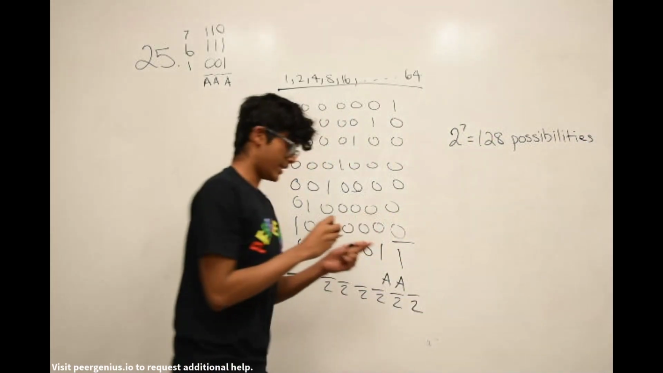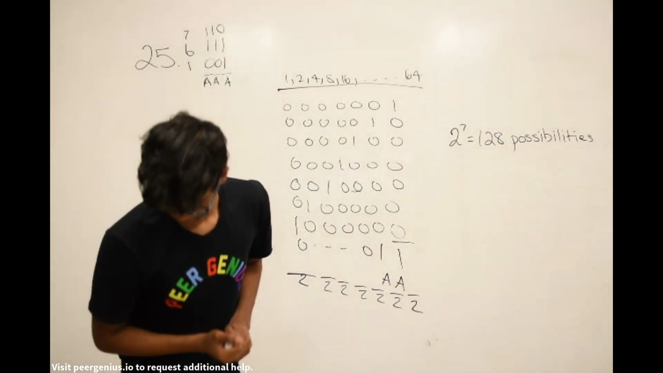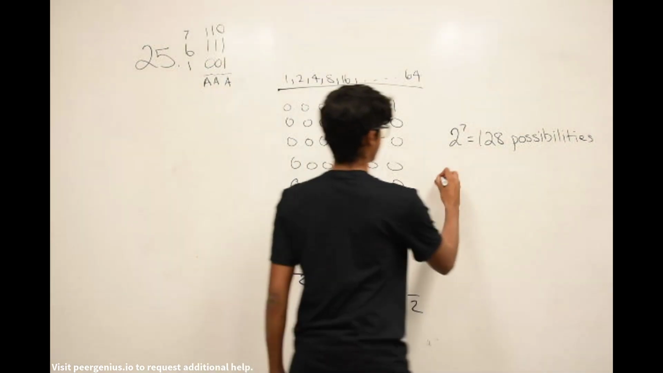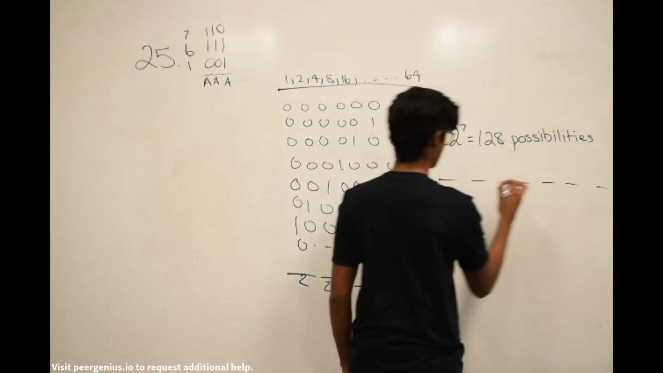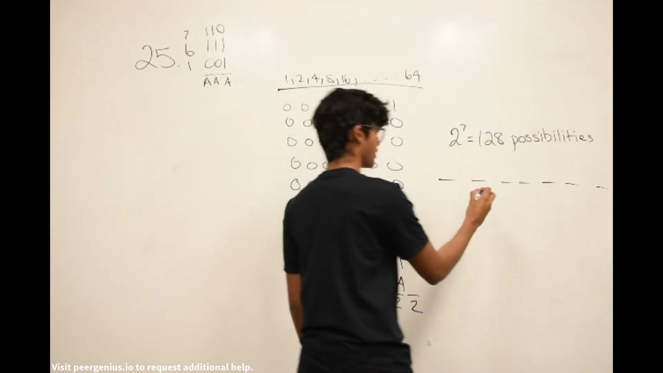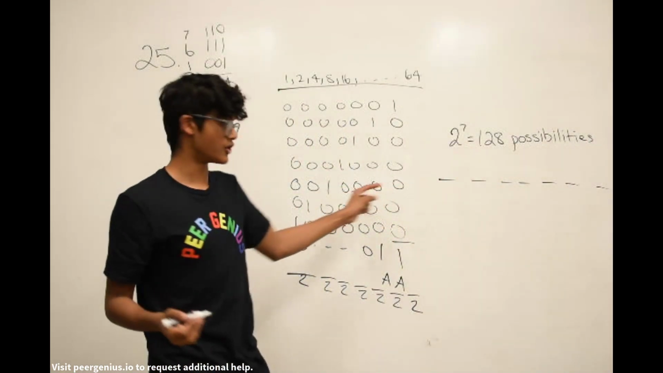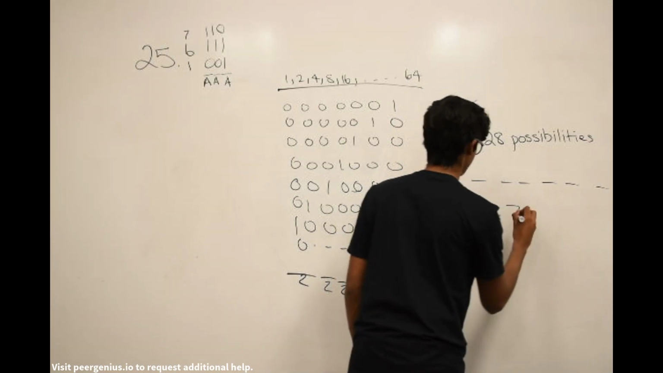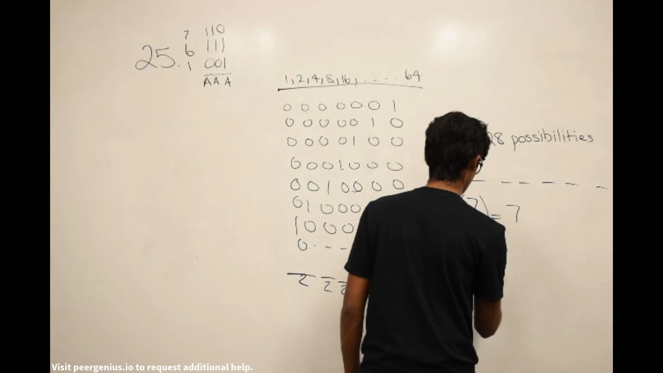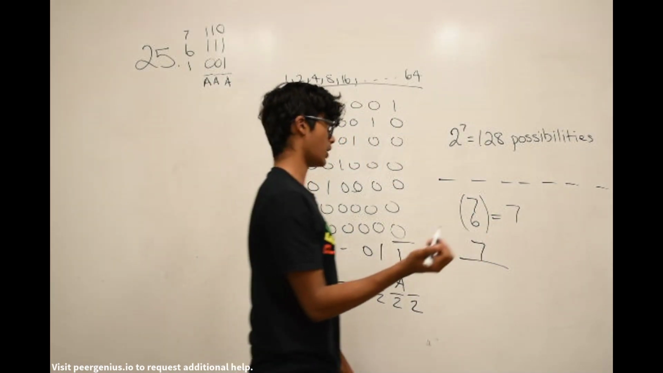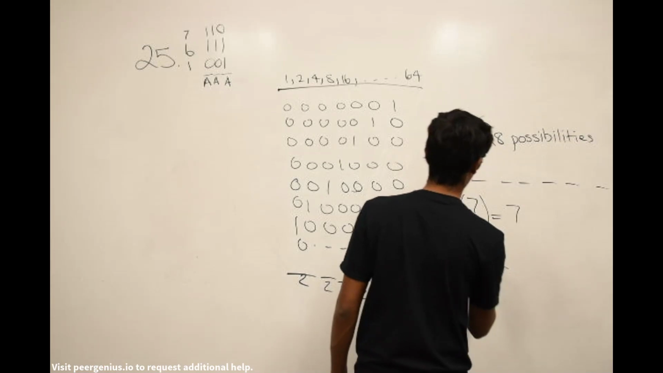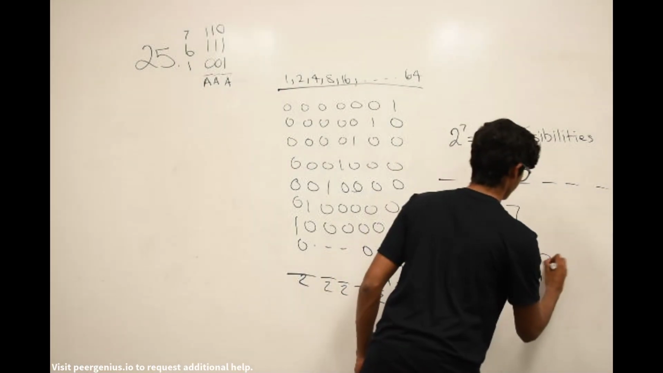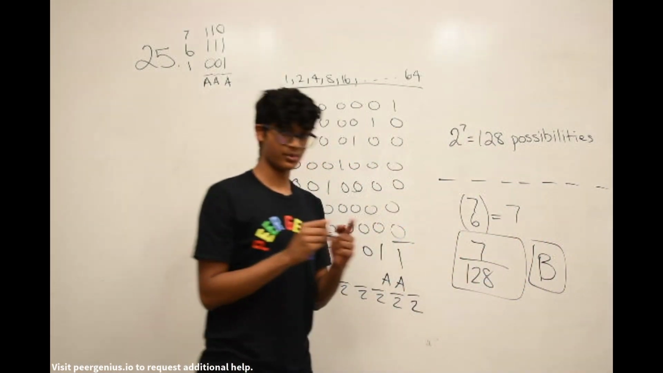Now you want 6 A's to be present. So what's the probability that Bob writes 6 A's? Out of these 7 spots, you're choosing which 6 will have A's. So it's just 7 choose 6, which is 7. The probability is possibilities that work over total possibilities, which is 7 over 128, which is answer choice B. That was a pretty difficult question.